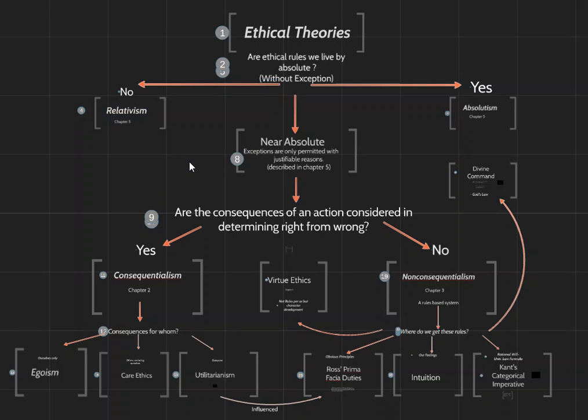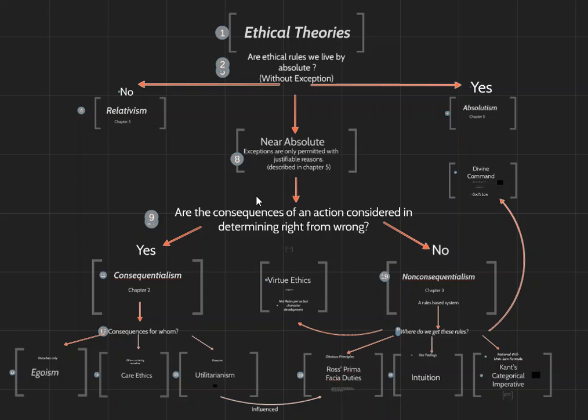One of the things I like about this textbook and what the authors do is they have this category of near absolute, because we don't want chaos in society. We want to count on things being mostly correct, most of the time. The concept of near absolute is that something is wrong unless you have a really, really good reason beyond just that you don't feel like following it. You have a legitimate, rational reason from a cognitive place, not just emotion. So we end up with near absolute.